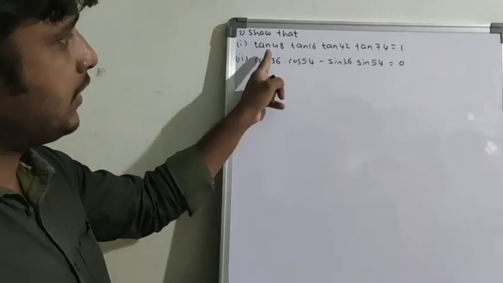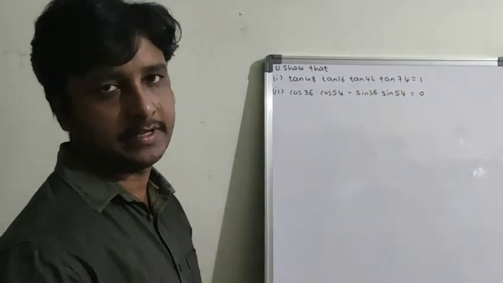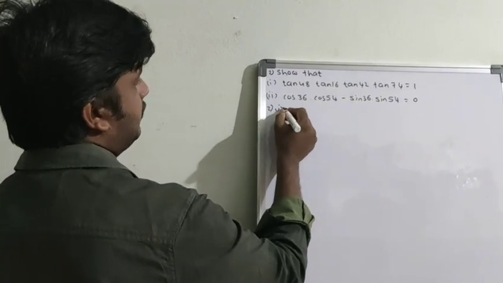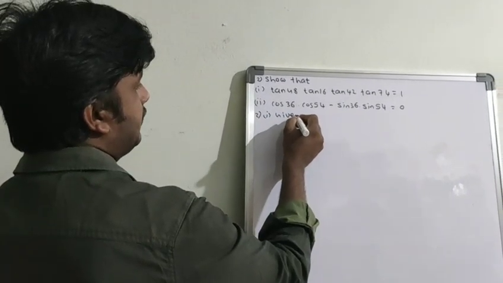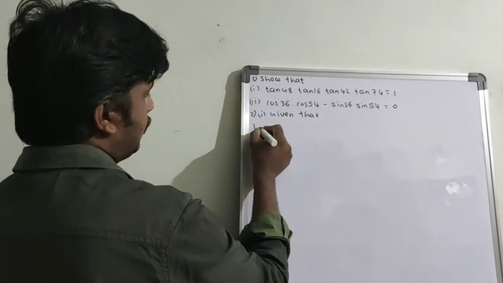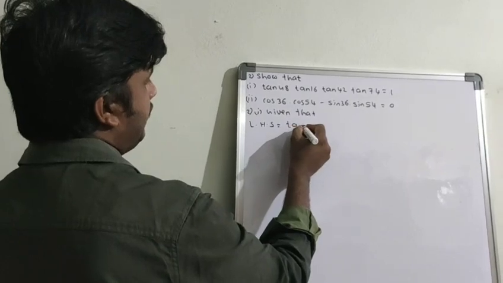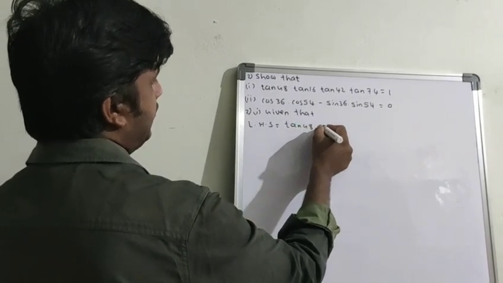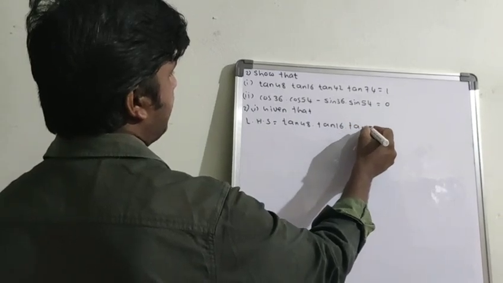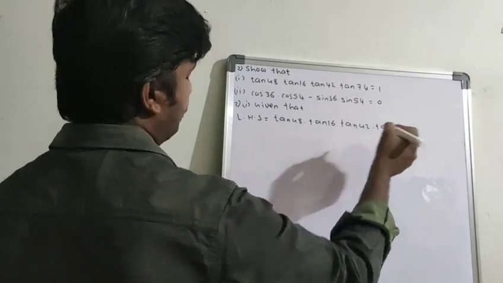I have to show that tan 48 into tan 16 into tan 42 into tan 74 is equal to 1. So I am taking the second question first. Given that, and we have to show that, I am taking the left hand side: tan 48 into tan 16 into tan 42 into tan 74.